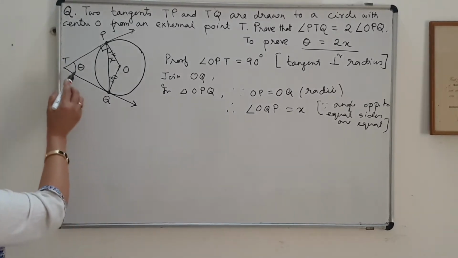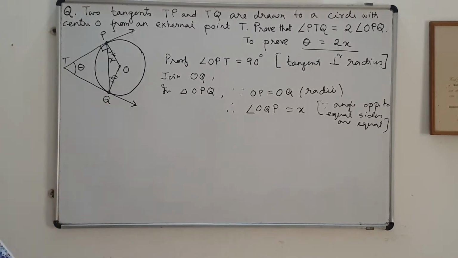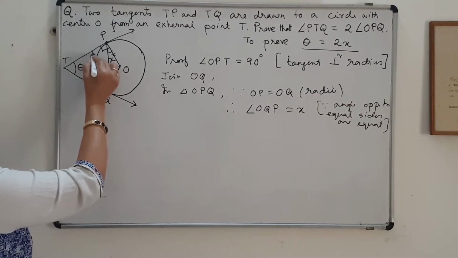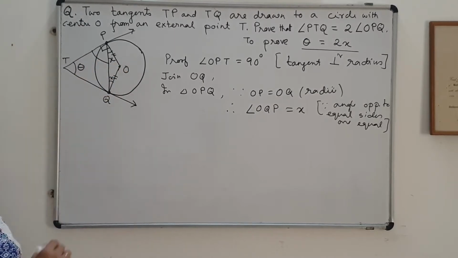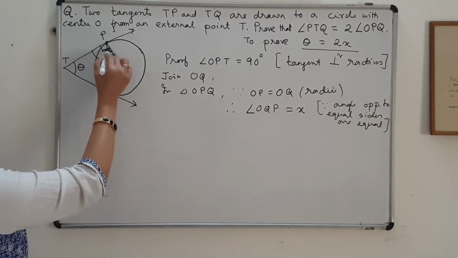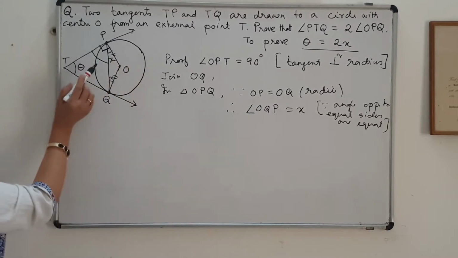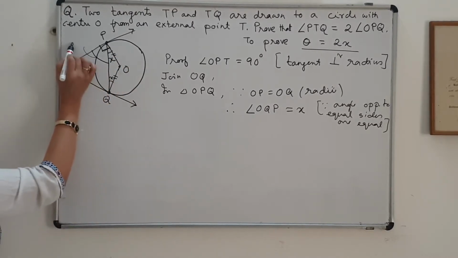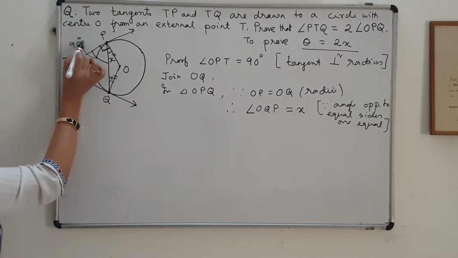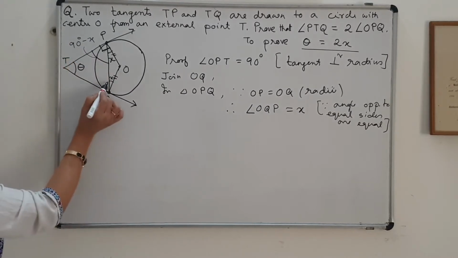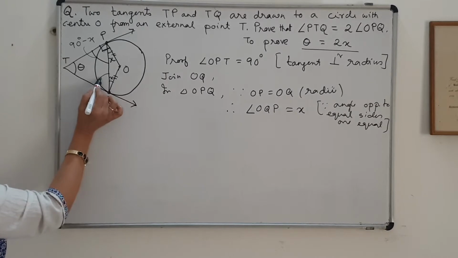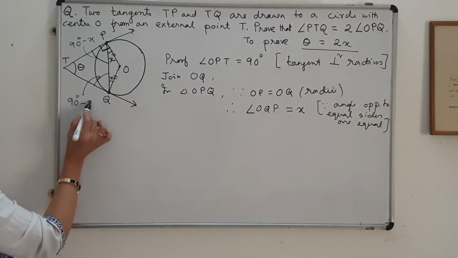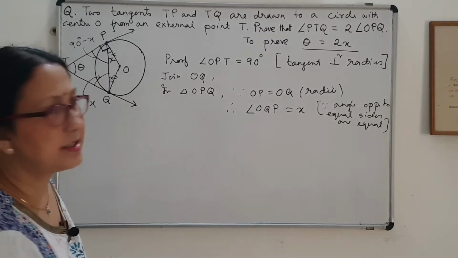Now I have to relate this theta with this x. So I can do one thing directly. What will be this angle? Because this whole is 90 and this much is x, obviously this angle will be 90 degrees minus x. Similarly, this angle will be, with the same logic, 90 degrees minus x. From the diagram I can see.